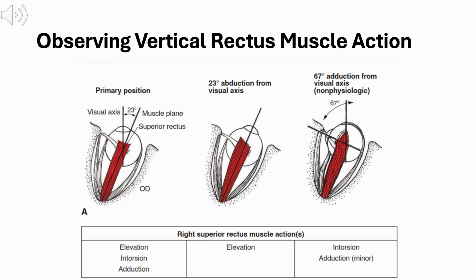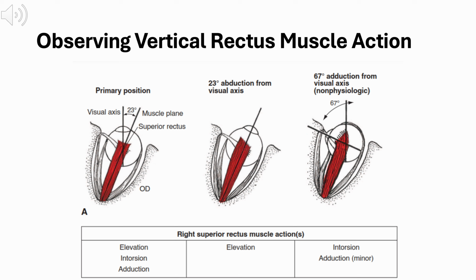When the eye moves into about 23 degrees of abduction, shown in the middle image, the visual axis lines up with the muscle plane. That alignment strips away the torsional and horizontal components, so the superior rectus now acts almost purely as an elevator. This is why we abduct the eye to test superior rectus function clinically.